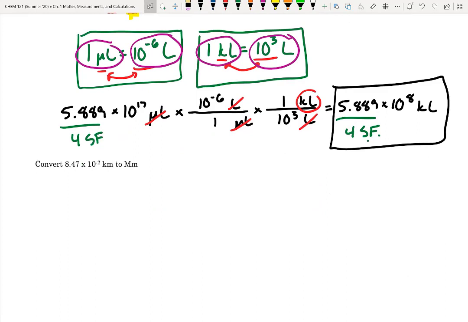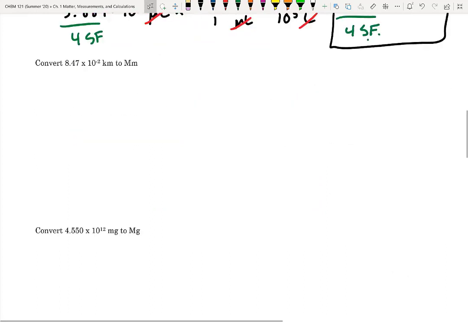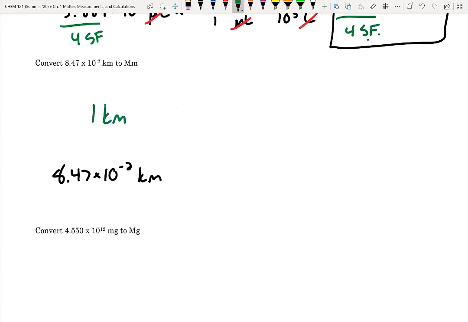All right, next one. Next one's going to be pretty similar. It's going to have 2 unit conversions. So just like before, we're going to start with 8.47 times 10 to the negative 2 kilometers. And for my conversion factor, I'll say 1 kilometer has the prefix K. And does anybody remember what K stands for?